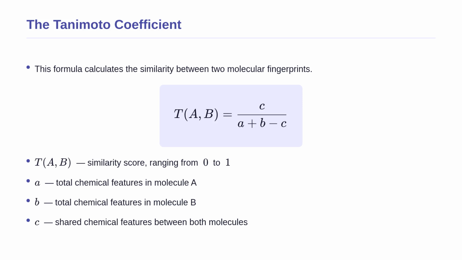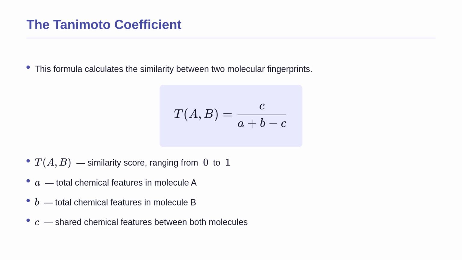Now that we have our molecules represented as binary fingerprints, we need a way to calculate their similarity. Computational biologists use a mathematical formula known as the Tanimoto coefficient. Let us break down the symbols. T represents the Tanimoto similarity score between molecule A and molecule B, which always ranges from 0 to 1. The variable A represents the total number of chemical features present in molecule A, while B represents the total features in molecule B. Finally, C represents the intersection, meaning the number of chemical features that both molecules share.